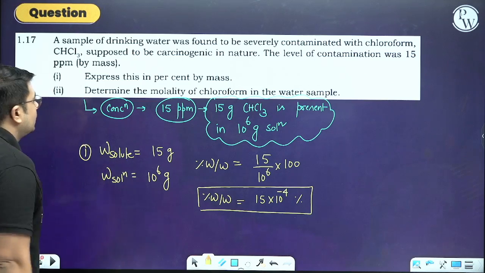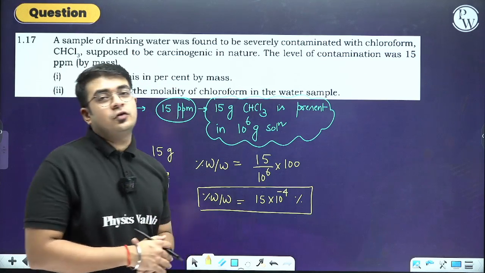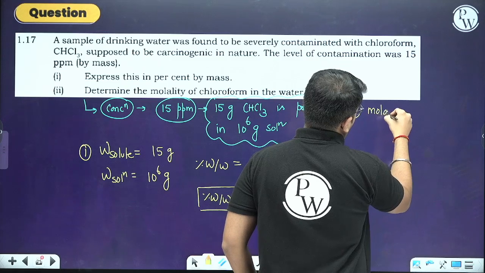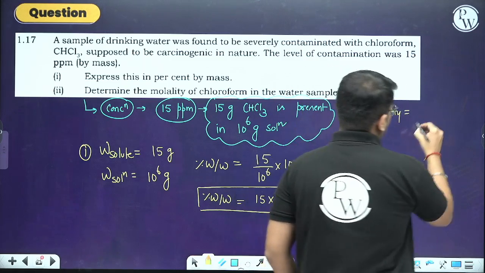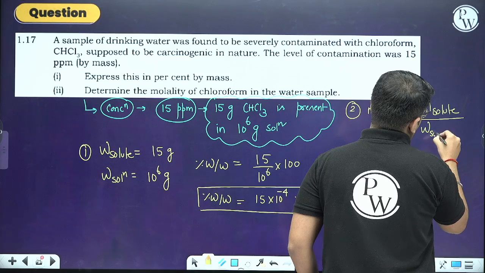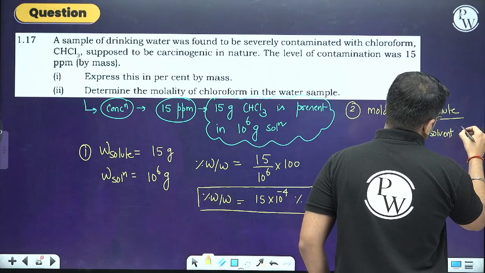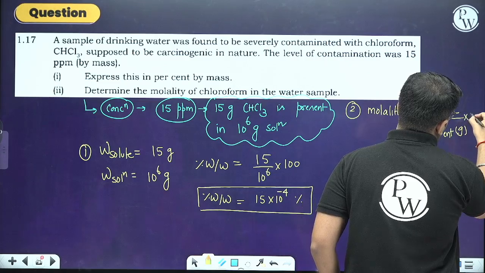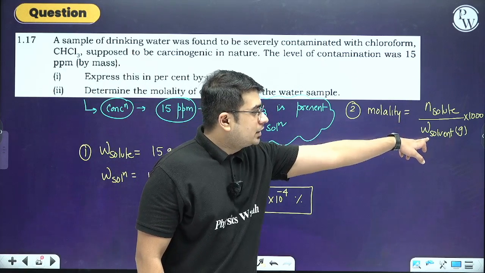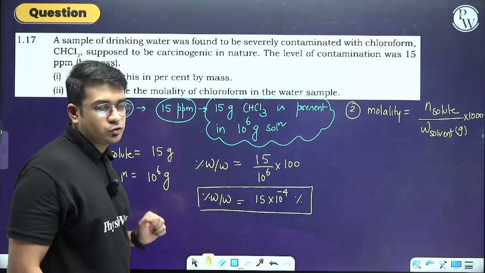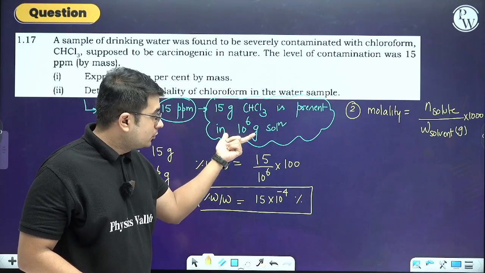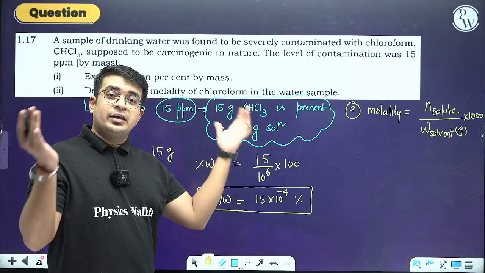Now the second part is determine the molality of chloroform. For molality, we need number of moles of a solute divided by the W of a solvent in kilograms, or in grams you can take multiplied by 1000. That is the formula. Now in this situation, you know that W of a solvent will be approximately equal to 10 raised to the power 6, because W solute plus W solvent will be equal to W of solution. This solution is very, very large with respect to the small amount.